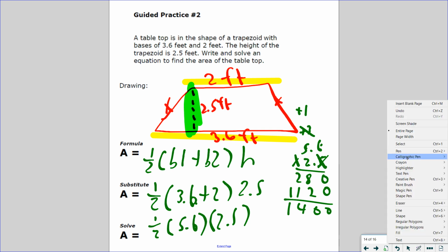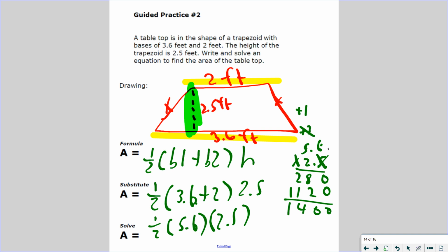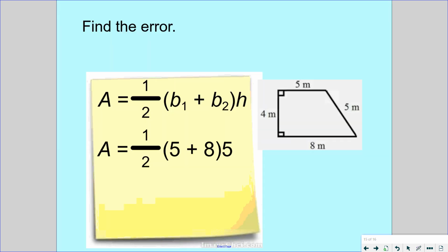Let's remind ourselves, how do you find a decimal? You jump a tenth, so you're jumping to the hundredths place, or two places, so it's 14. And what is half of 14? 7 square feet. Another way you could have done it is some people do half of 5 6/10, which is 2 8/10, times 2 5/10 and get 7 square feet. And so that is how you find the area of a trapezoid.